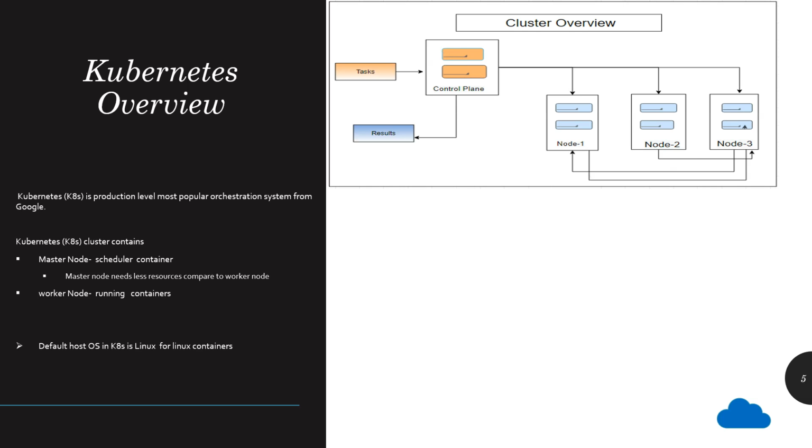In Kubernetes, we have two types of nodes. One is a master node, one is a worker node. The master node will have fewer resources. But if it is a very big cluster, then the number of master nodes will be increased. But in general, we have only one master node, and we can maintain a minimum of three nodes to maintain the load balancing, and a minimum of three worker nodes.